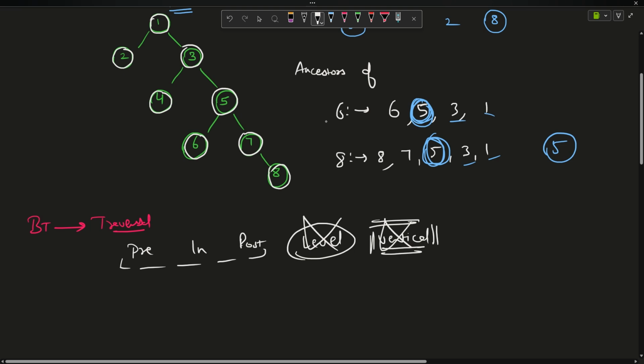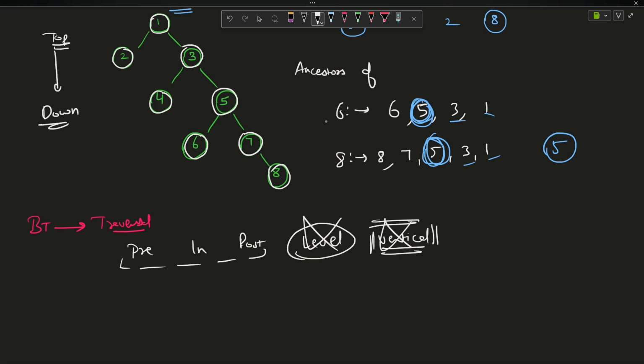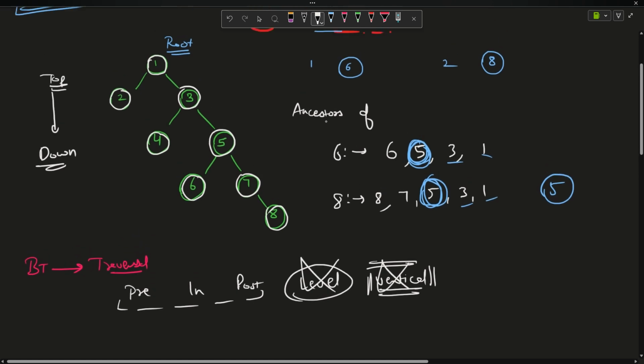Now I can go in the top down fashion. This is top, this is down. But can I do anything with a top down approach? I don't think so, because at last my driver function is going to ask for the root.